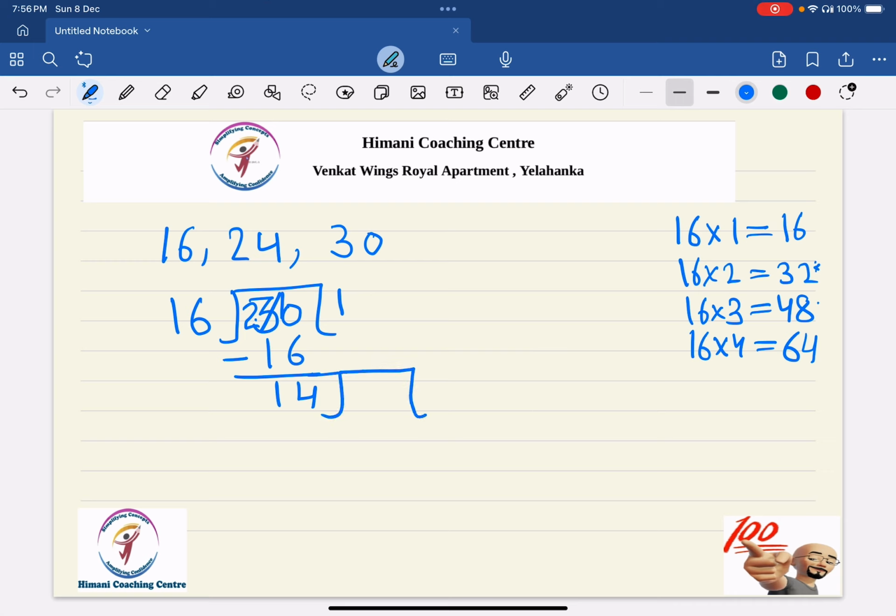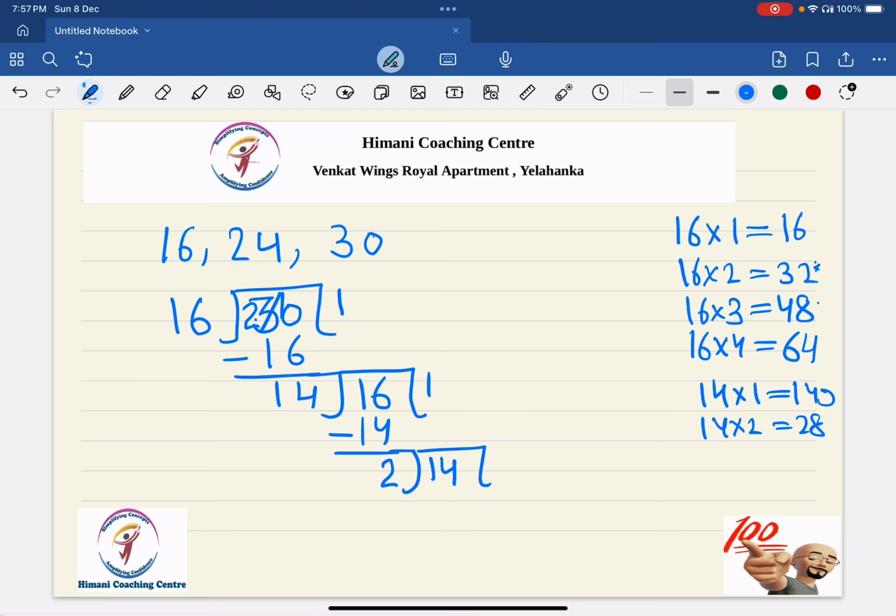Now what do we do? 16 becomes the dividend. Now let us write the table of 14. So 14 times 1 is 14. 14 times 2 is 28, which is a bigger number. So we go to 1. So now 16 minus 14. So 6 minus 4 is 2. And now what will happen? We will do the division of 14 by 2. So 2 times 7 is 14 and remainder is 0.